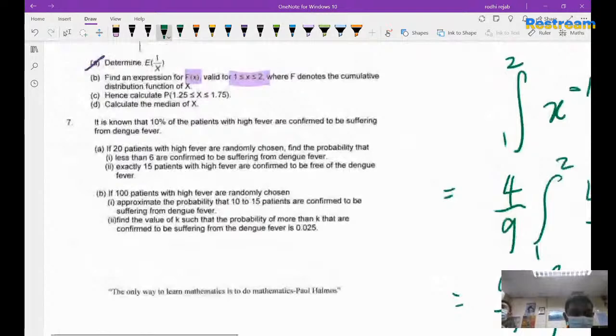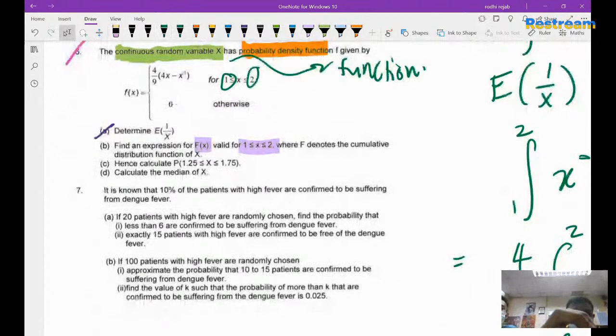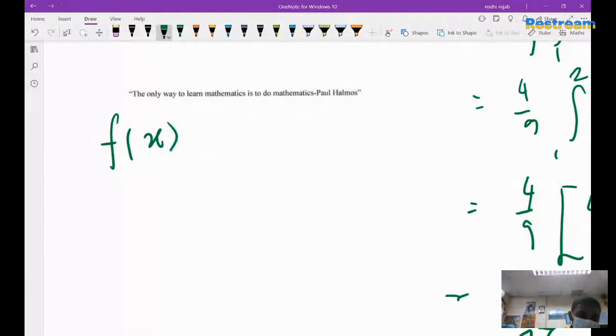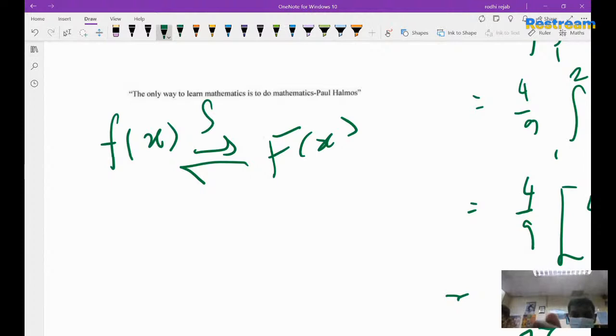The question basically asks us to do this, the one with the big squiggle, but in the form of capital F. So, if we know the small f, the normal probability density function, and want to get the cumulative distribution function, we need to integrate. And if we go from the cumulative to the normal probability density function, we need to differentiate.